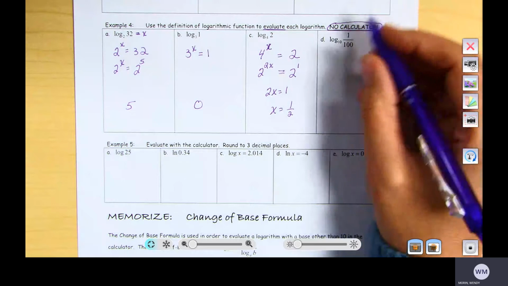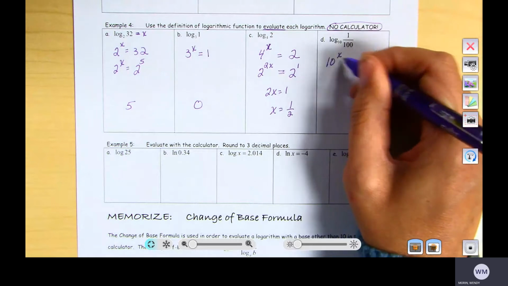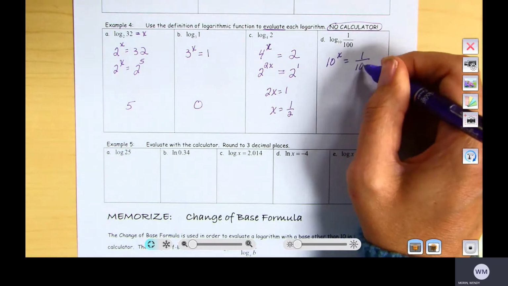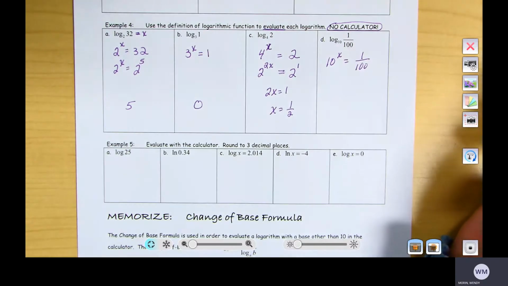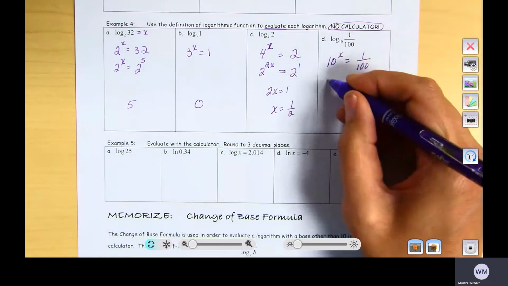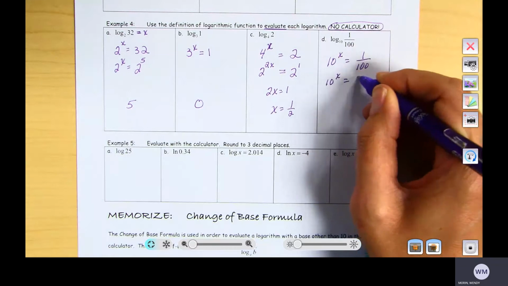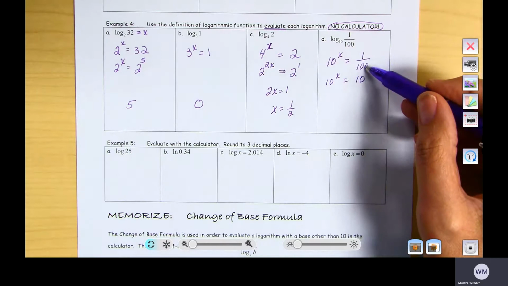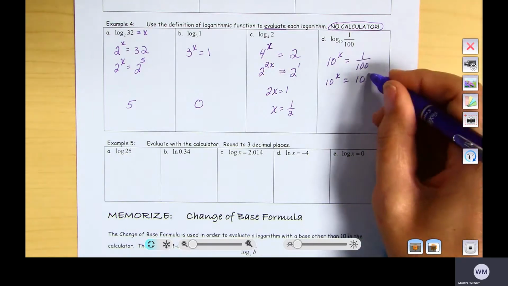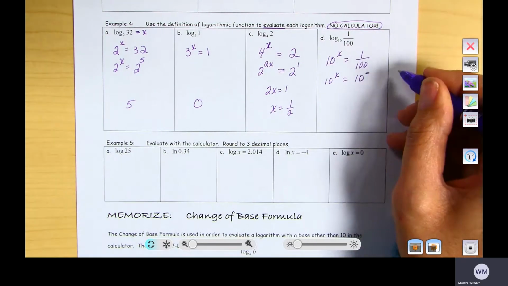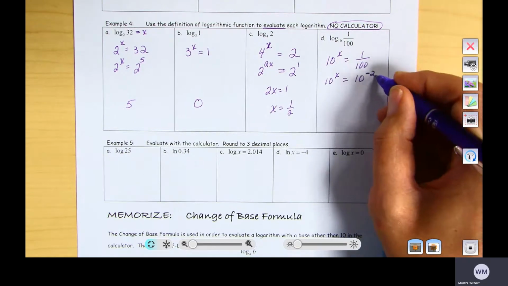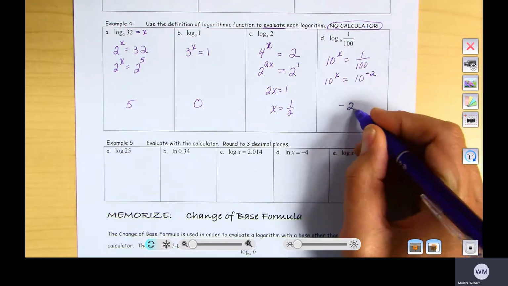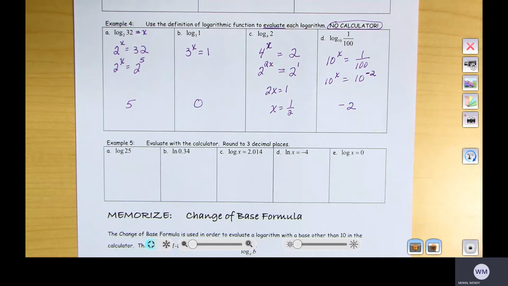Okay, and then the last one, 10 to the what power equals 1 over 100. No calculator means you can make the bases the same. Do you know what exponent is 1 over 100? Well, we know it's going to be negative, and it's -2. So your answer is -2. That's how you show your work for the non-calculator evaluating logarithms.